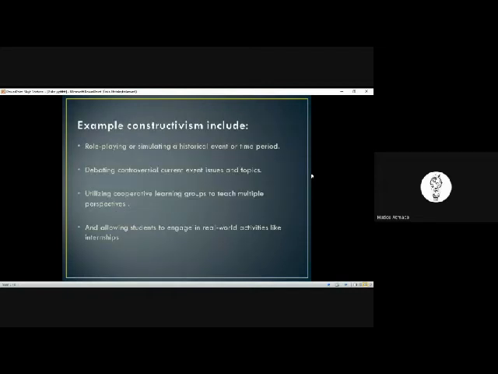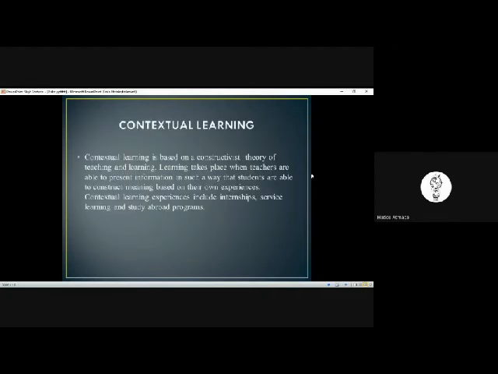Common examples of constructivism include role playing or simulating a historical event or a time period, debating controversial current event issues and topics, utilizing cooperative learning groups to teach multiple perspectives, and allowing students to engage in real-world activities like internships. The goal is problem solving, higher order thinking skills, and collaborative work.